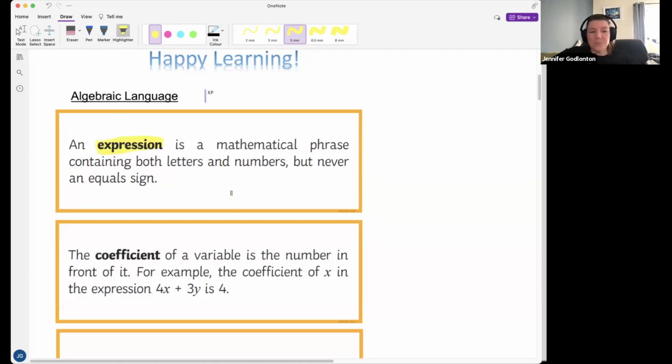An expression is when we have a mathematical phrase. So we have a bunch of numbers and letters and numbers, but there is no equal sign. Can someone tell me what it's called if there is an equal sign? Yes, you can always take a screenshot whenever you want. What would a mathematical phrase containing letters and numbers and an equal sign be called? What do you think that would be called? Yes, Neo, great. It would be an equation.